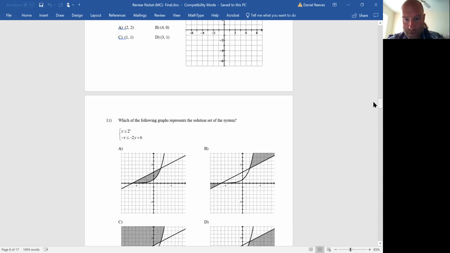The line doesn't go through (0, 0), so I'll try that again as well. 0 is less than -2 times 0 plus 6. 0 is less than 6. Yes, so it's the part below the line, but above the curve. I am looking at A as an answer there.